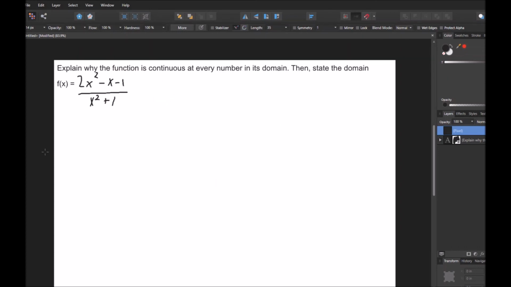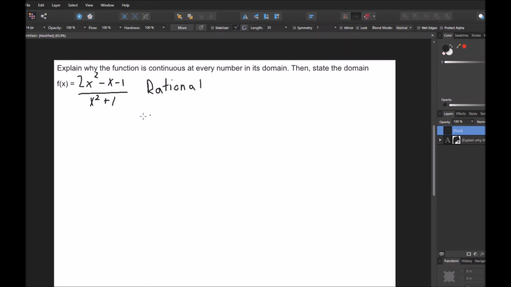Okay, so in this next problem we are asked to explain why the function is continuous at every number in its domain, then state the domain. And the function we're given is 2x squared minus x minus 1 over x squared plus 1. So this is continuous at every number in its domain because it's a rational function. And we know that rational functions are one of those functions that we listed earlier that are continuous at every number in its domain. So now we should state the domain.